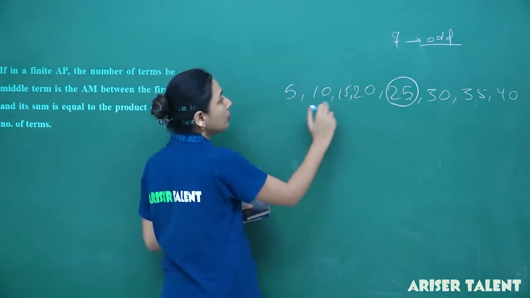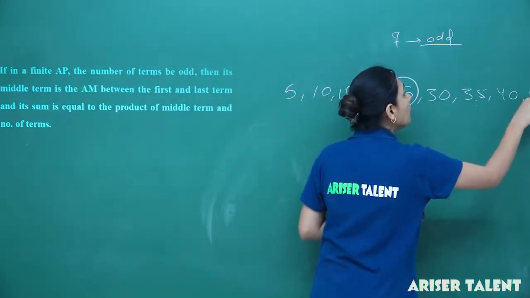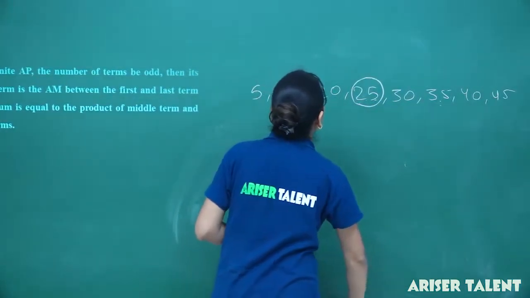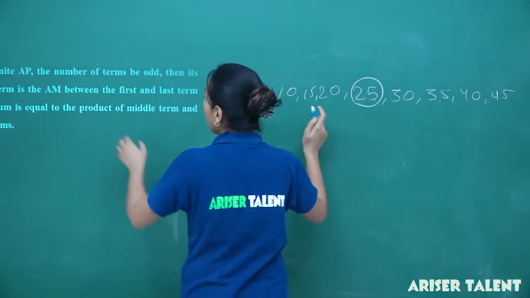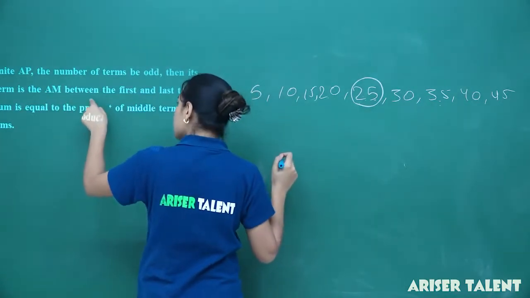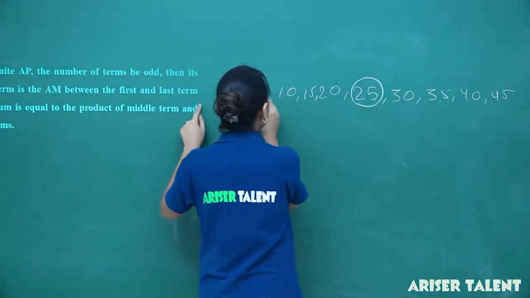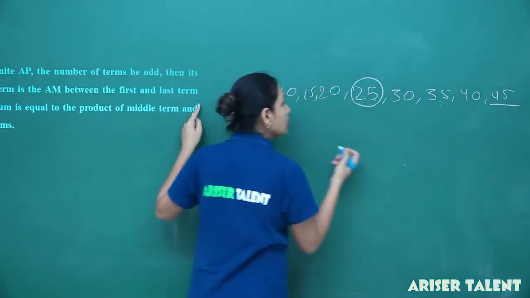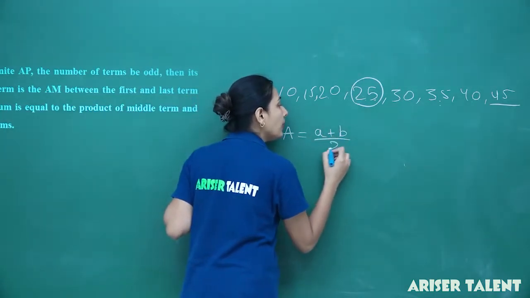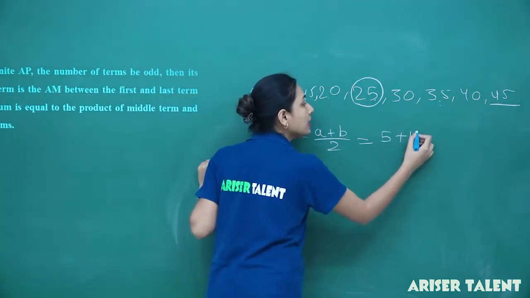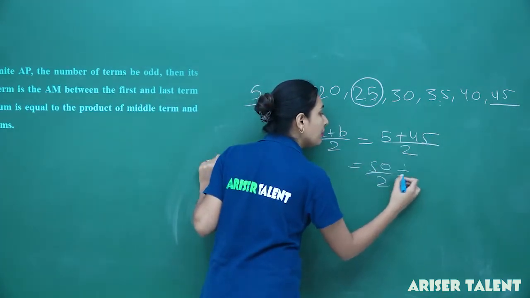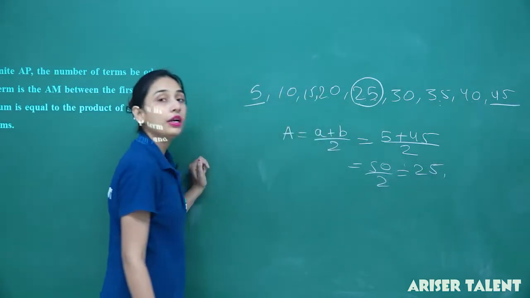Now if I have 1, 2, 3, 4 terms here, I will have 1, 2, 3, 4 terms here, and in the middle this 25. According to this, if the number of terms is odd, then its middle term is the AM between the first and last term. The first term is 5 and the last term is 45. So A equals (A plus B) by 2, where A is 5 and B is 45, so that is 50 by 2, which equals 25.